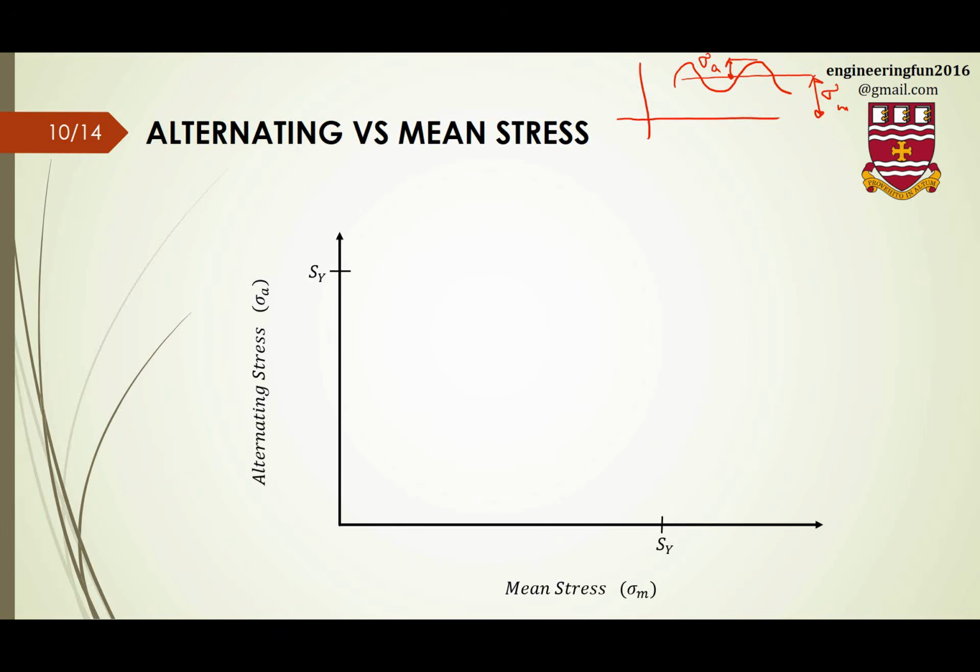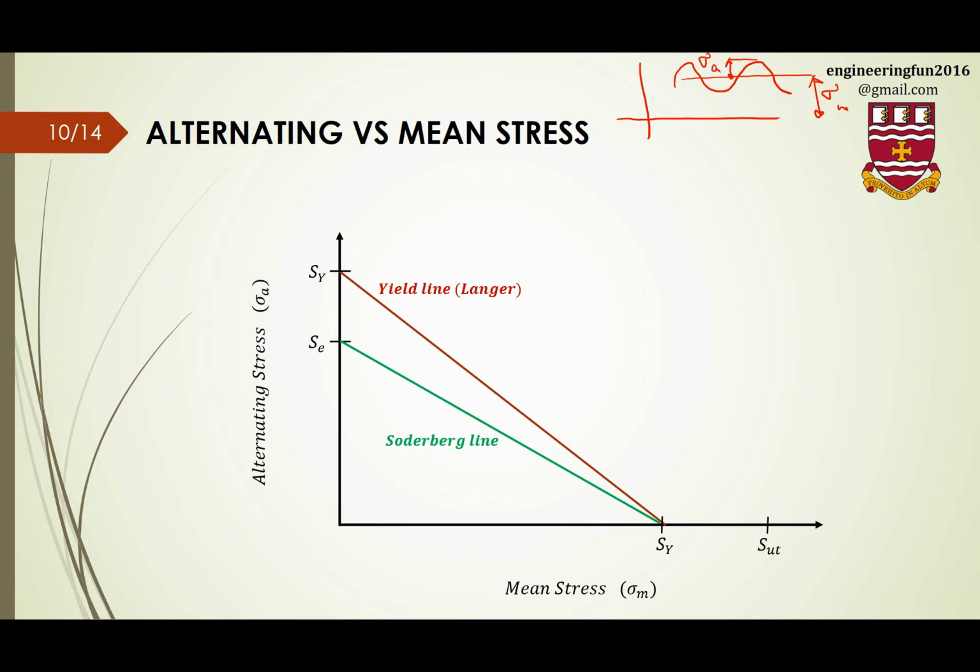Yield strength is one of the important points for us. If we draw a line between the yield strength on both axes, we're going to end up with a line, and this is called the Langer line or yield line. Based on each line, we define a scenario, and based on each scenario, we find a factor of safety. So this is endurance strength. If we draw a line between endurance strength and yield strength, this line will be called the Soderberg line.